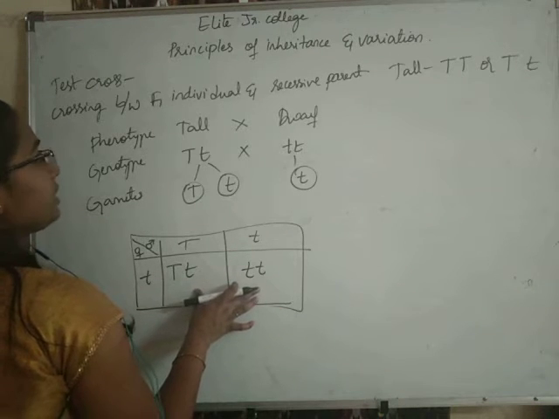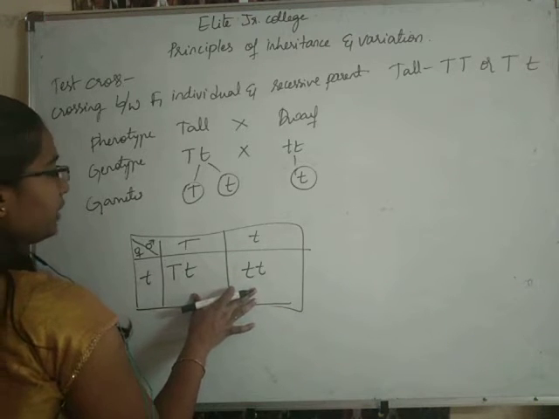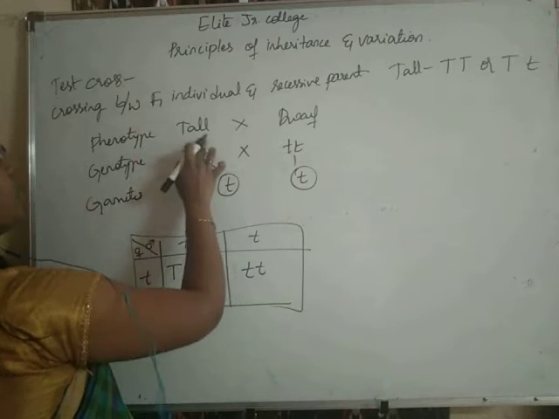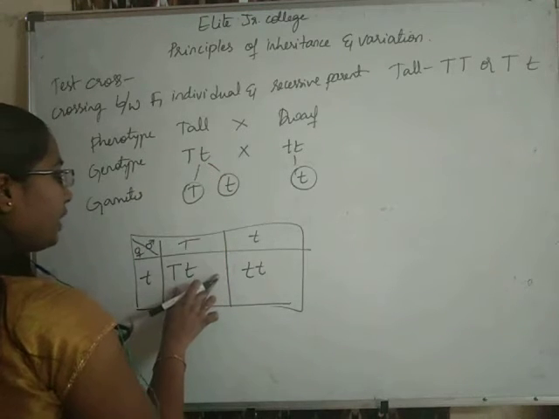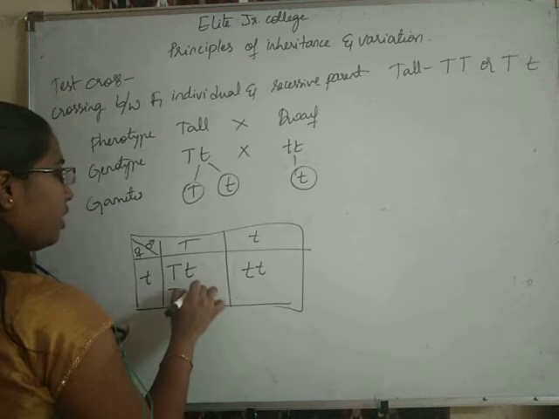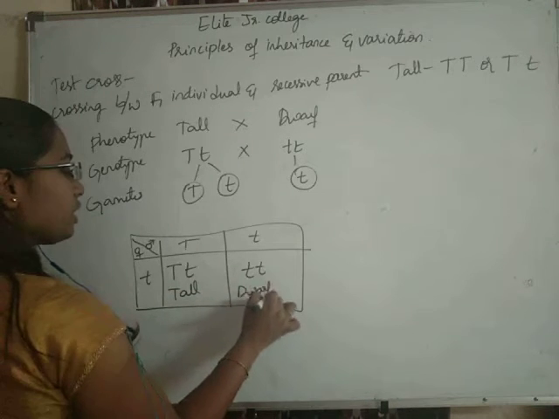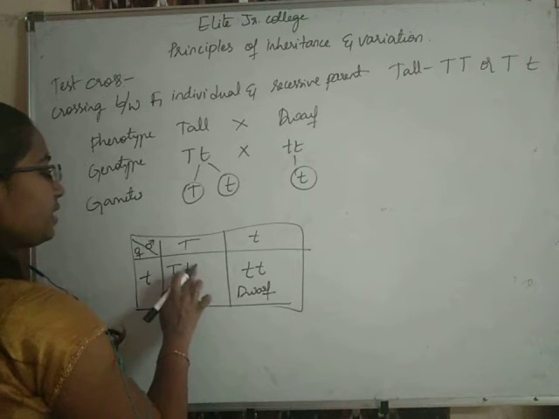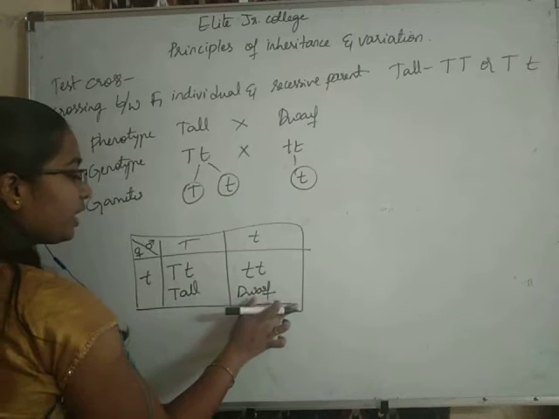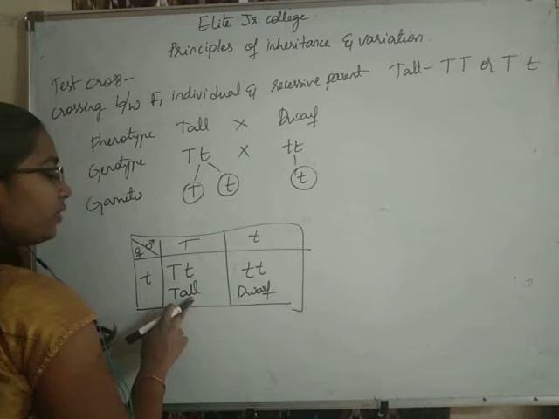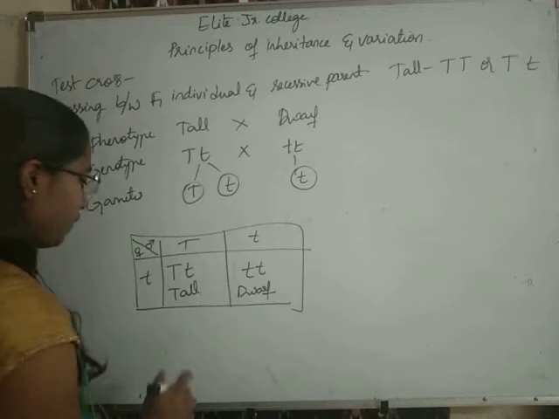So here in this condition, when the genotype of this tall individual is heterozygous, what did we obtain? We have obtained a tall and a dwarf individual. Capital T small t is a tall individual, small t small t is a dwarf individual. So here we have crossed a tall individual and we have got a tall individual and a dwarf individual.